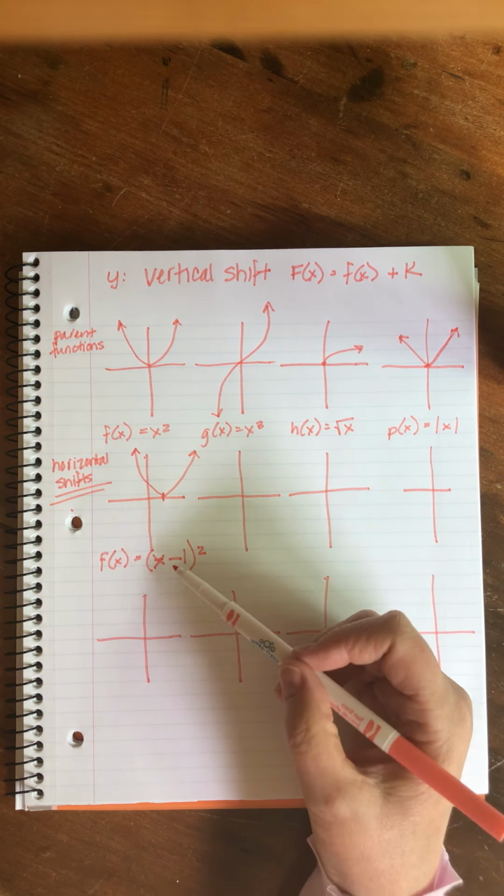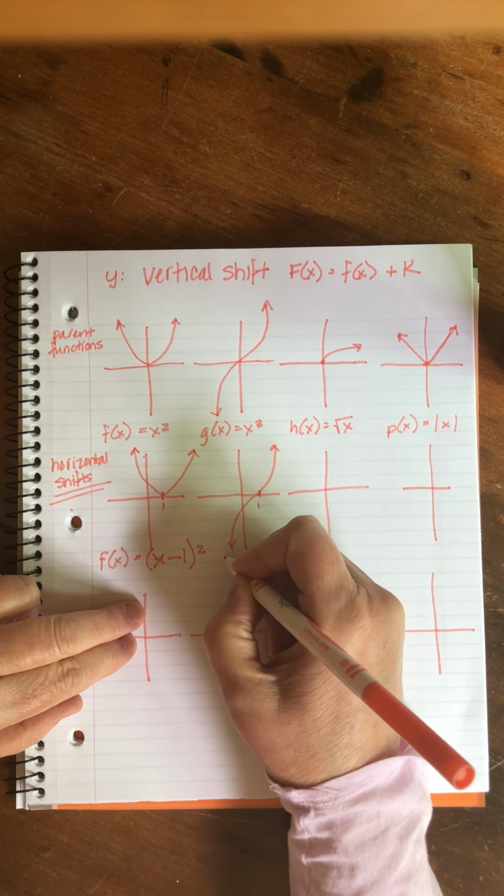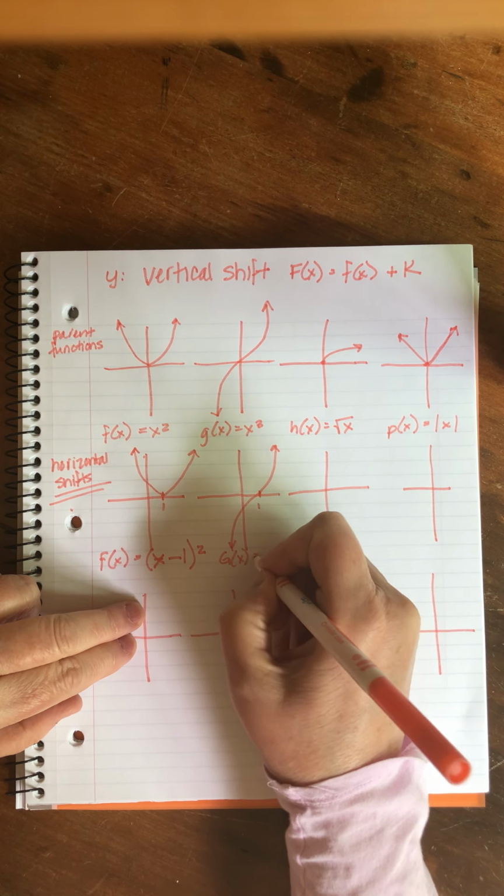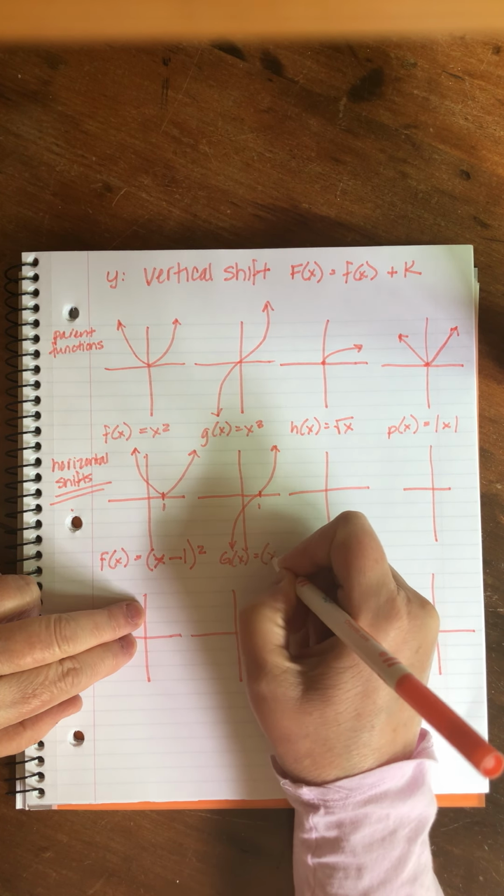Okay, here's our cubic function. We want to move it to +1. So it's going to be like this. And we say that the g of x equals x minus 1 cubed. Okay, here's our square root function. We bumped him 1 unit to the right. So that's the h of x equals the square root of x minus 1. See how we're keeping that -1 right close to the x?